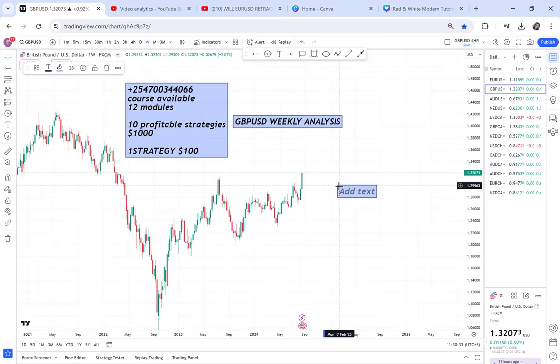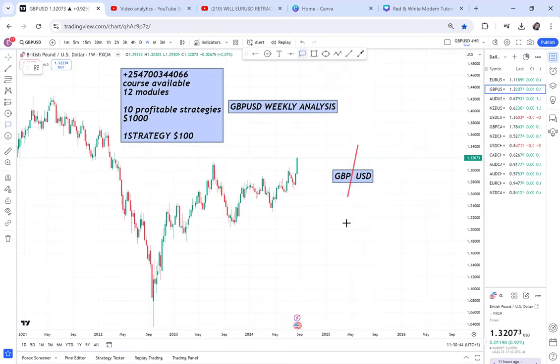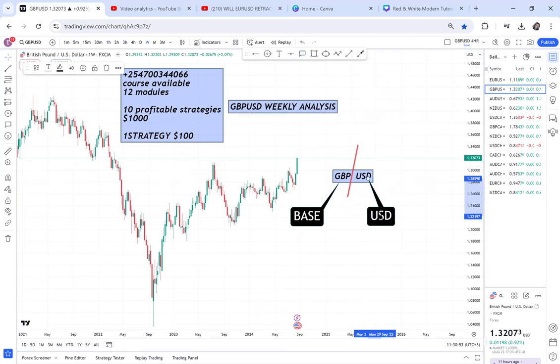Another thing, I don't know if you guys know, when you're trading GBPUSD, let's say this is what you're trading. GBPUSD, the GBP is the base, and the USD is the quote. So the GBP is the base, the USD is the quote.